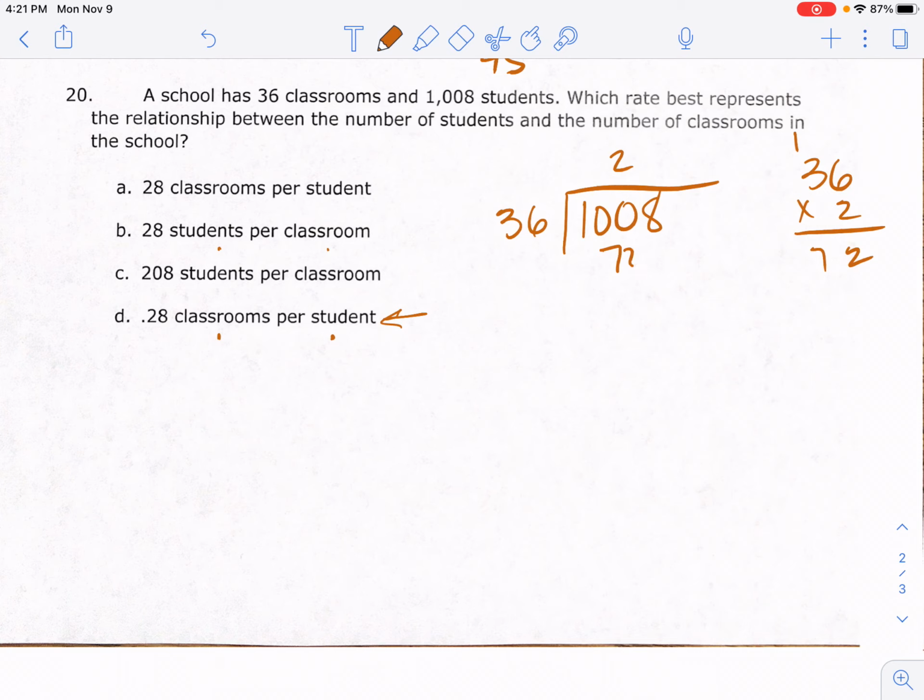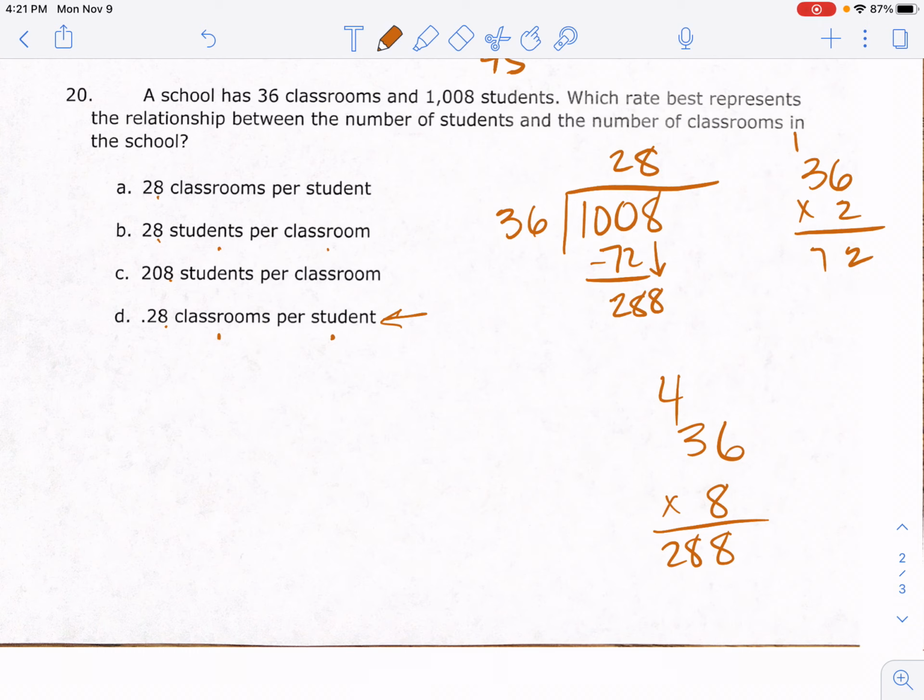So 72. If I went any farther, I go above 100. So subtract that, I get 28. Bring down my 8. So 36, I'm going to use my context clues over here with my options, and I'm going to multiply it by 8 just to see what happens. 8 times 6 is 48. 8 times 3 is 24 plus 4 is 28. Look at that. Look at that. So my answer is 28 because I have nothing else to bring down.